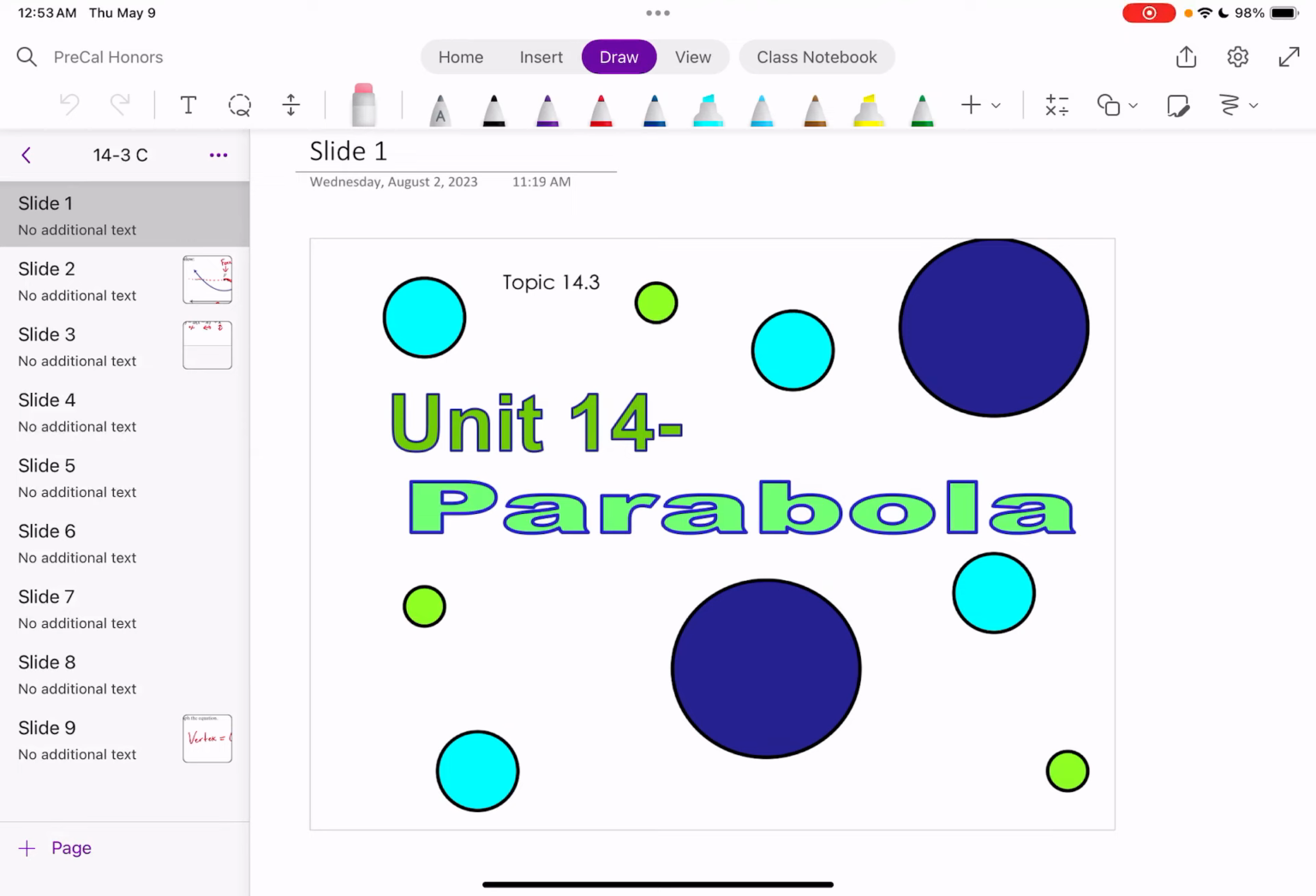14.3 Parabolas. We're going to be working through various equations, fully understanding whether they are going to be facing up, down, left, or right based off the equation, as well as starting to learn how to find the focus, as well as how to find the directrix from that equation. We're going to go ahead and skip to slide 4.